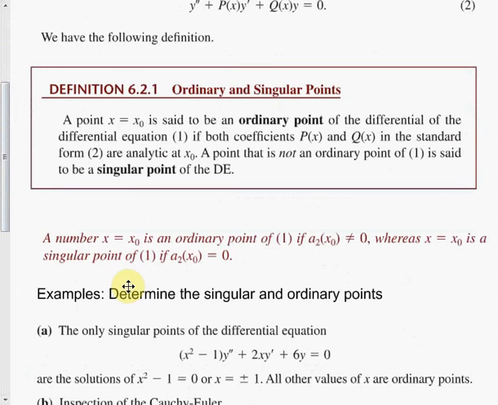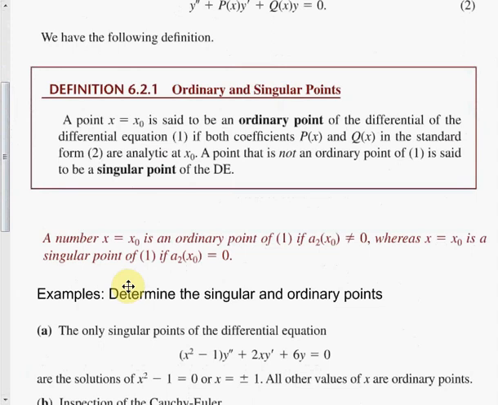x equal to plus or minus 1 is said to be singular points. That is, I get 0 for a sub 2 if I plug in x equal 1. Right? I get 1 squared minus 1, that's 0. That's a sub 2. If x is equal to negative 1, I get negative 1 squared, which is 1, minus 1. I get 0 again.